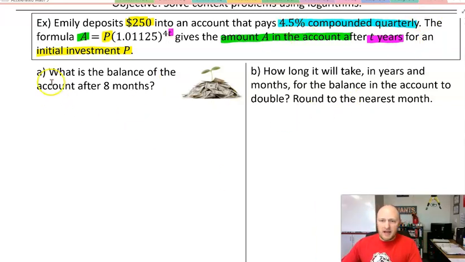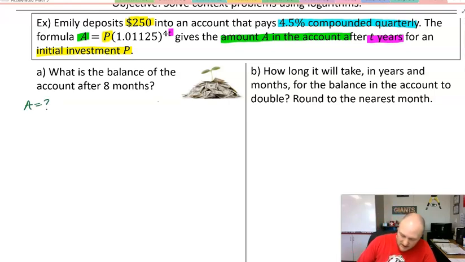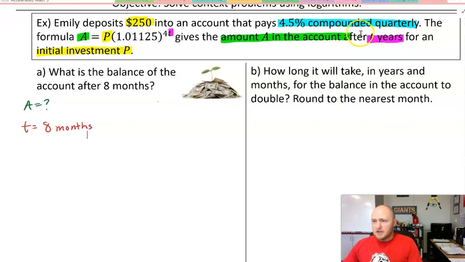So part A, they're going to start asking us questions about this prompt. What is the balance of the account after 8 months? Well, they want us to find A. We don't know what A is. They say, what's the balance of the account? And then they say, okay, after 8 months. So here, t is equal to 8 months. Well, this is a problem because in the units of the prompt, it's t years.